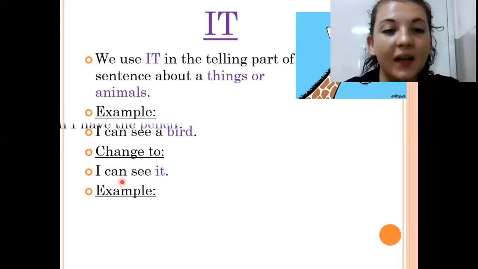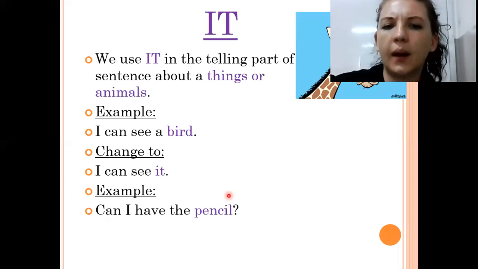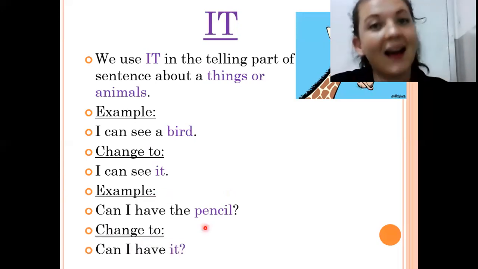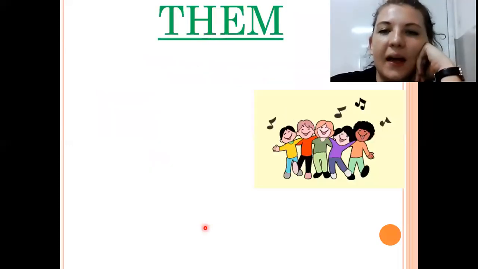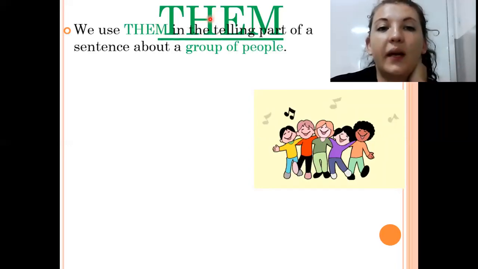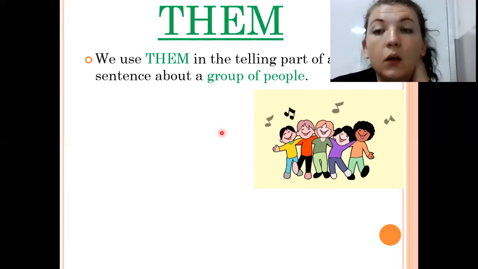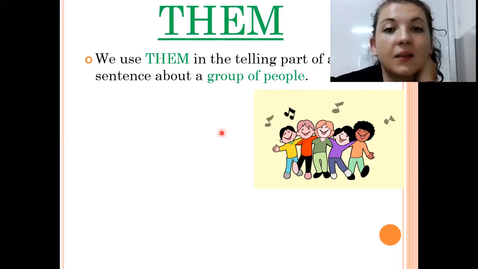Our next example: can I have the pencil? Okay, we are talking about the pencil. So the word pencil would change to it. And we will say, can I have it? Awesome. Let's move to the next one. I think this is our last one. The word them. We use them in the telling part of a sentence about a group of people, or we can also use it when we are talking about a group of animals.